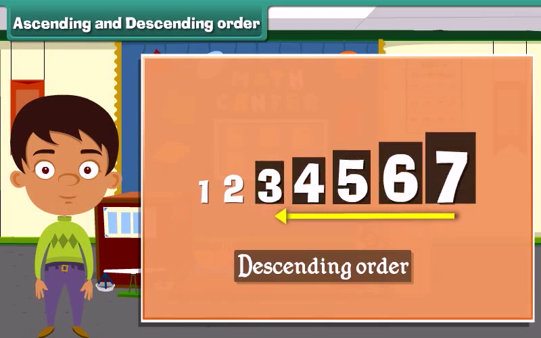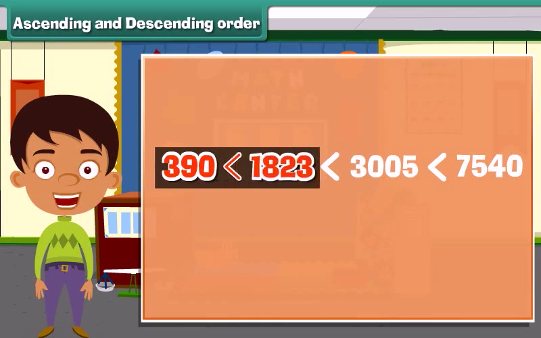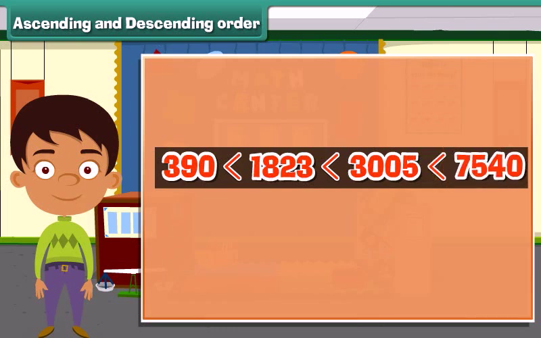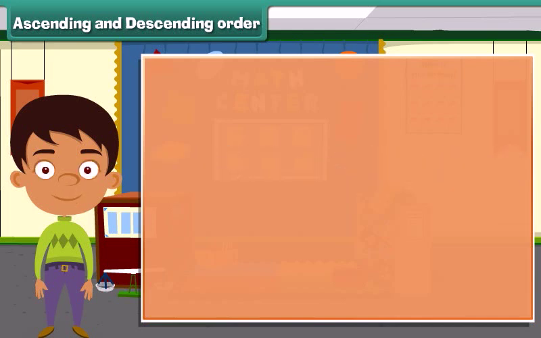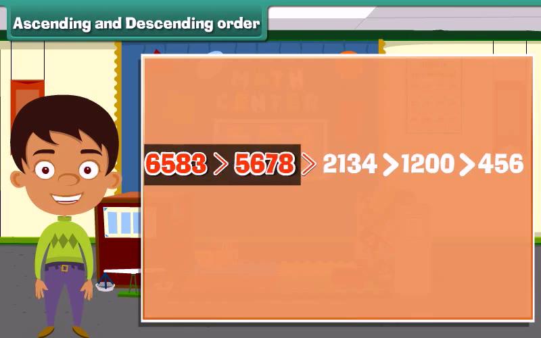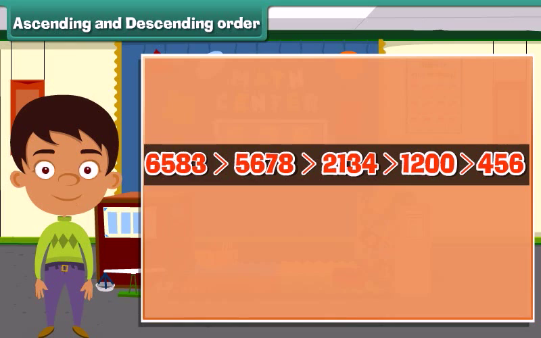Symbolically, the ascending order of numbers may be denoted by the less than symbol. For example, 390 is less than 1823, which is less than 3005, which is less than 7540. Similarly, the descending order of numbers may be denoted by the more than symbol. For example, 6583 is greater than 5678, which is greater than 2134, which is greater than 1200, which is greater than 456.